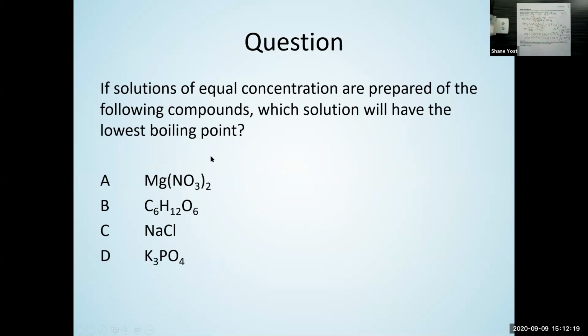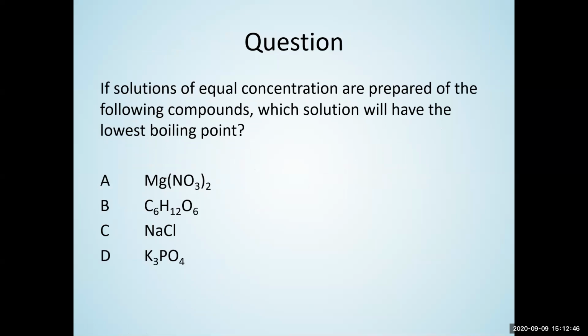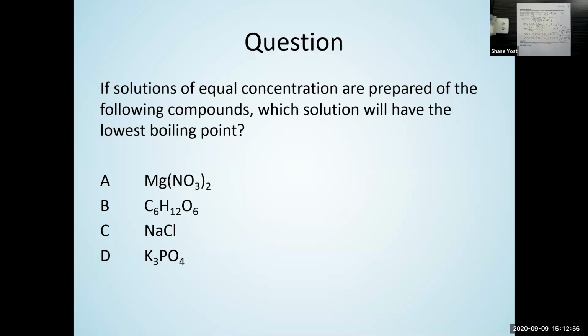Right. So here you have a question. If I prepare a solution where I take 1 molal of this, 1 molal of that, 1 molal of each of these to make a solution, which of these solutions will have the lowest boiling point? Yeah, so it is going to be B.